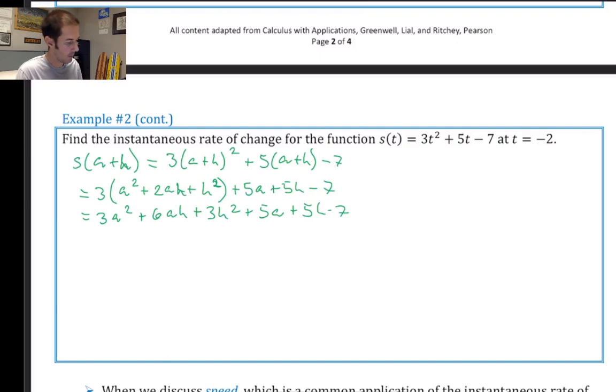We also need s of a. That's the second half of the numerator in the difference quotient. All we're doing is replacing the t's with a's. Oops, I said t, so I wrote t. That was supposed to be an a. So 3a squared plus 5a minus 7. And then we've got the h that's in the denominator of the difference quotient. So we've got everything that we need.